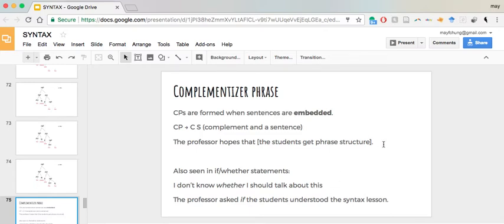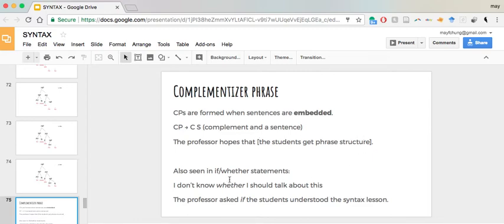So for this sentence, the professor hopes that the students get phrase structure, right? The students get phrase structure, that's a sentence by itself. The students would be your subject, your noun phrase, and get phrase structure would be your verb phrase. But it's an embedded sentence because there's another noun phrase that occurs. So I don't want you to get tripped up. The whole sentence, the professor hopes that the students get phrase structure, is one big sentence. However, there's one embedded sentence, which is this: the students get phrase structure.